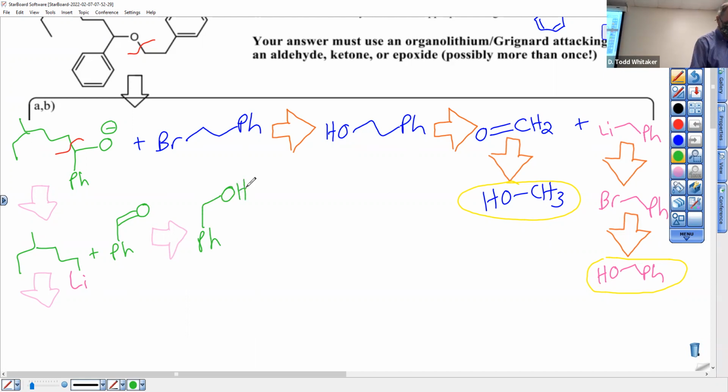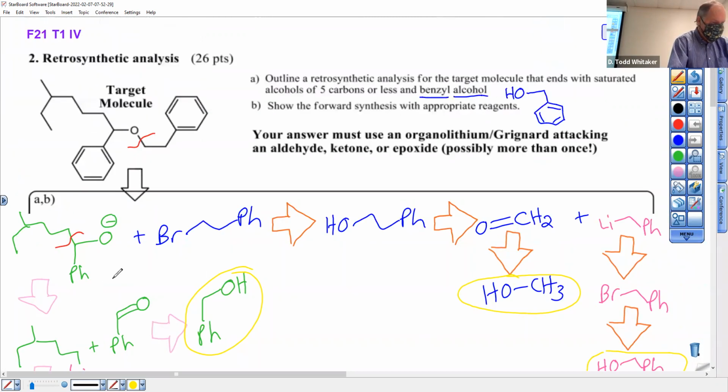There you go. Put a circle on it. I know you circled it all once already over here. Circled it here, but we're using it over here in a different fashion. So now we have this 1, 2, 3, 4, 5, 6, 7 carbon fragment. And it has to come from alcohols of 5 carbons or less.